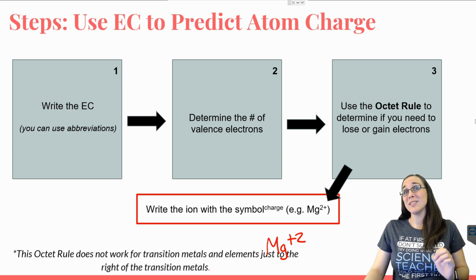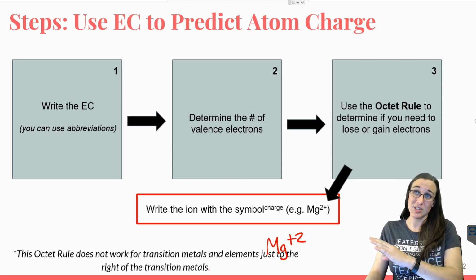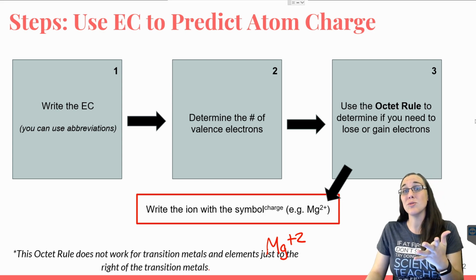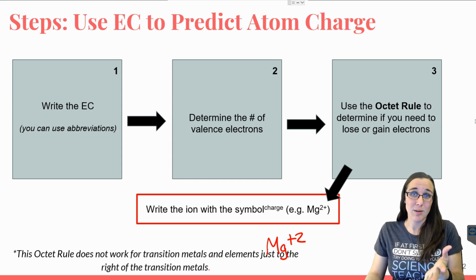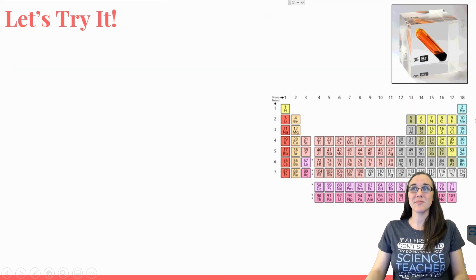Now, the Octet Rule does not work for the transition metals and the elements just to the right of the transition metals. So just keep that in mind. We can only do that for the atoms that actually do tend to have those charges that we talked about, the predictable charges from the periodic table video. Let's give it a try.